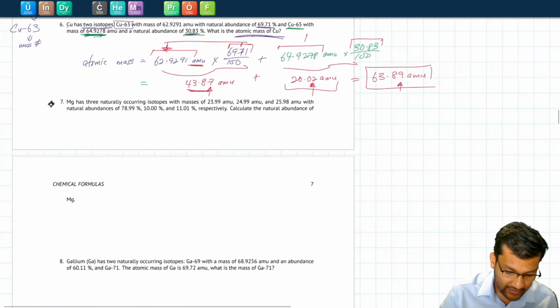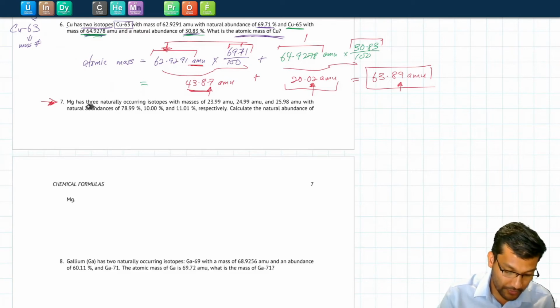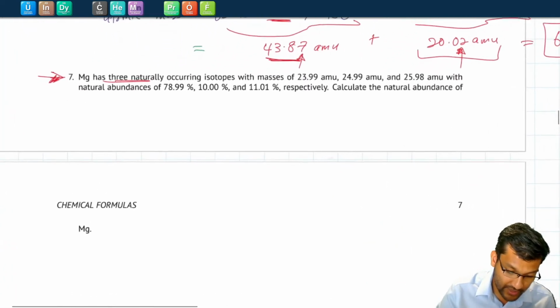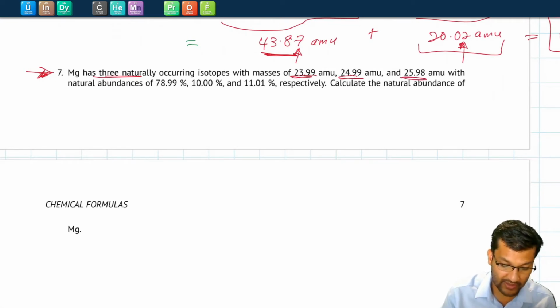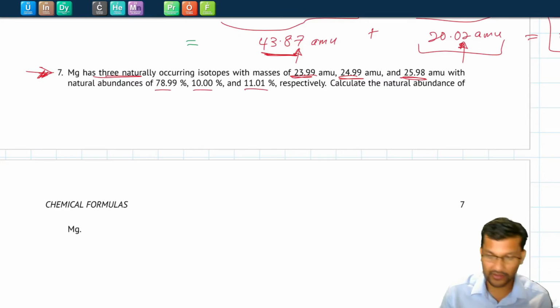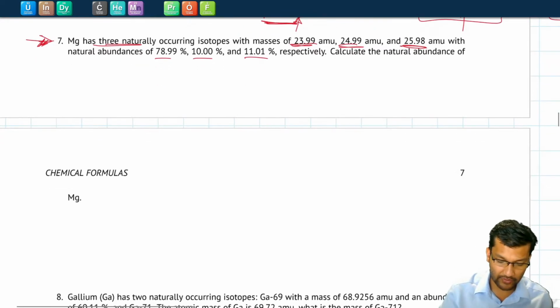Try calculating the atomic mass of magnesium. Note that there are 3 isotopes we need to consider in this problem: magnesium 24, magnesium 25, and magnesium 26, and these are their abundances. Try that for yourself, and when you come back, I'll give you the answer to see where you land.